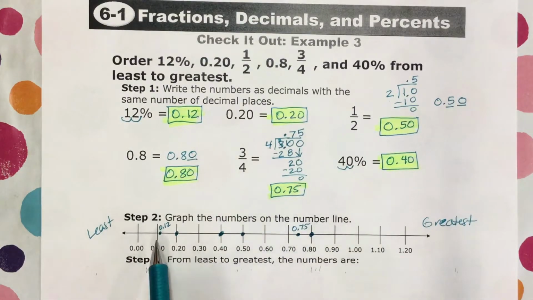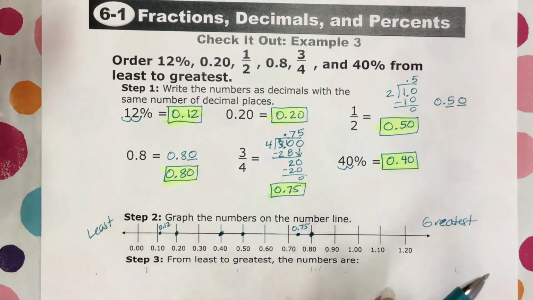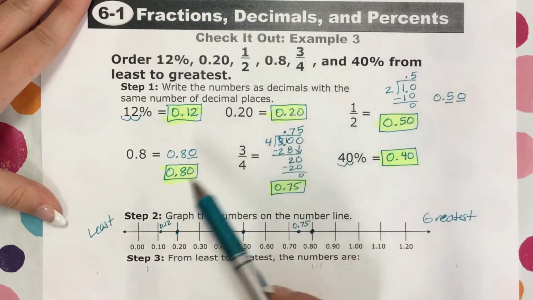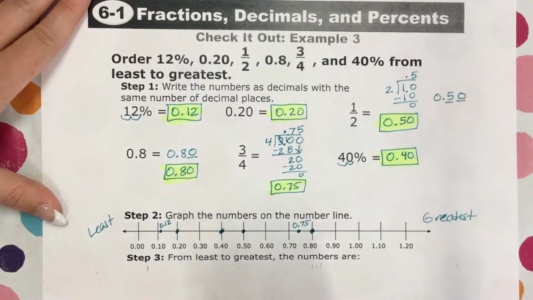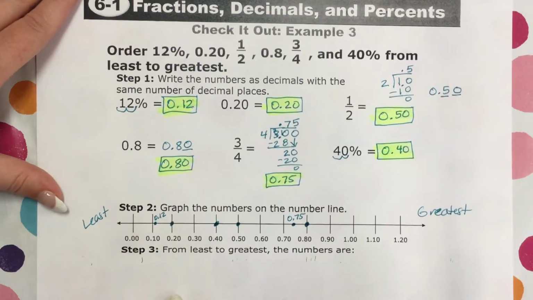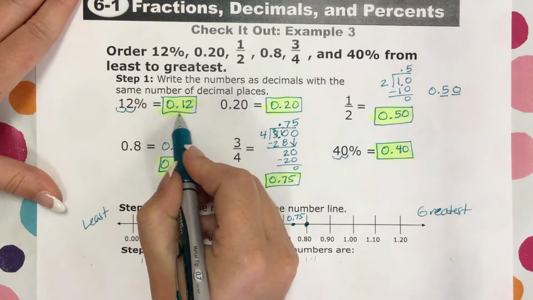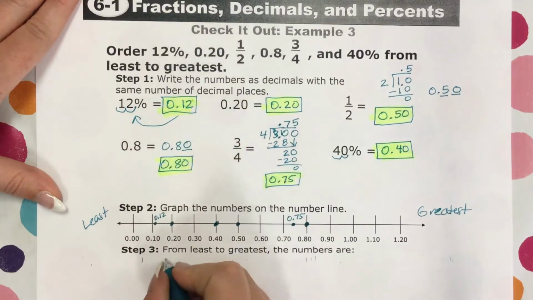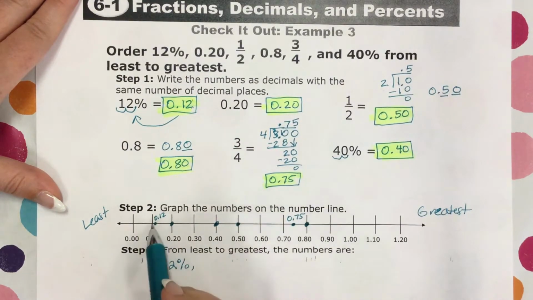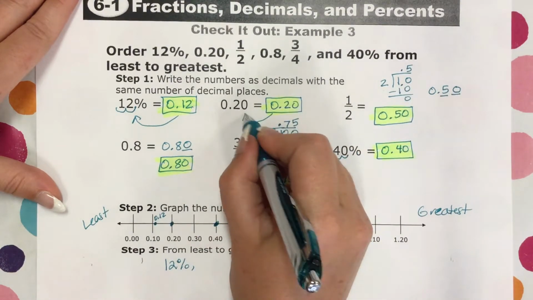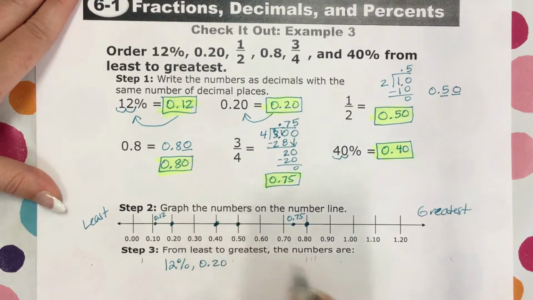So now I'm ready. This is the least, and then it just moves this way to the greatest. So I'm ready to write them, but remember when we write our answers, we have to use the original format that the problem gave us. So here, 0.12 is our least. We're going to order them from least to greatest. So 0.12, the original format was 12%. Followed by 0.20. 0.20 is here, and the original format was just 0.20.